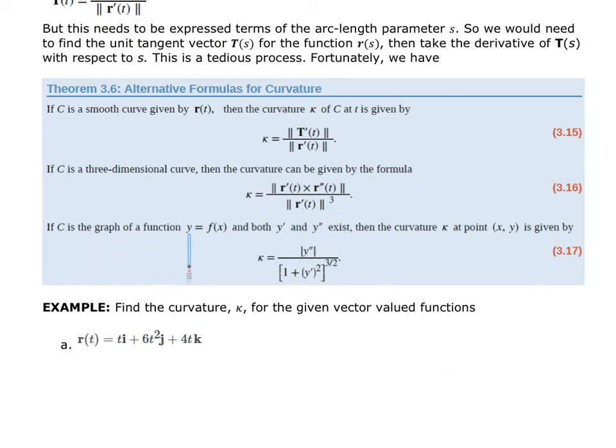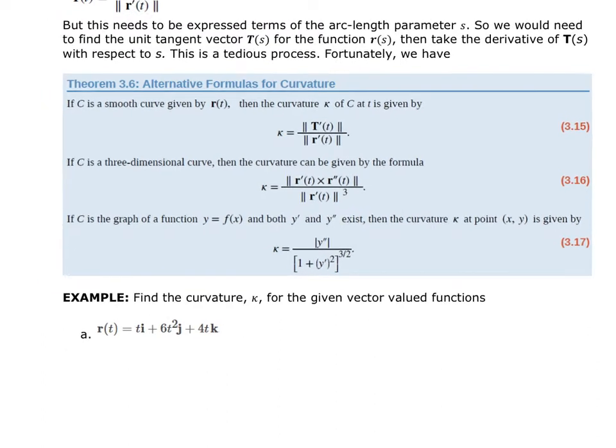If we have the graph of y is equal to f of x, and both y prime and y double prime exist, so the first and second derivatives both exist, then the curvature at some given point is given by this lovely equation. So that's a little bit easier to digest than this. If we're asked to find the curvature for a given vector-valued function, then because we're going to be using this formula, I'm going to find my first derivative and my second derivative, and I need to do the cross product of those two.